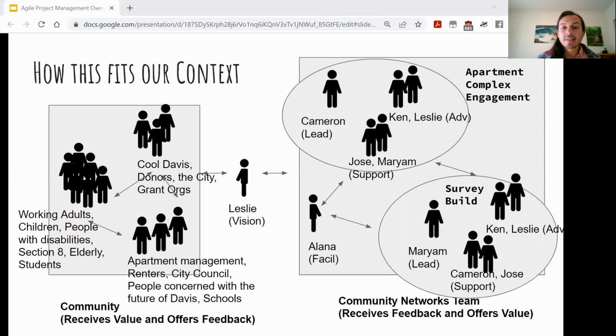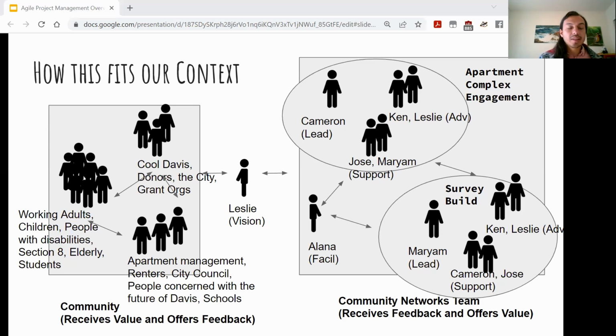Cool Davis funds Leslie's time and can contribute some additional funds to the overall project as well. Ken is funded by his business, Mac Design and Build, which focuses on sustainable buildings and remodels. There are many other possible funders, including the city, donations from residents, and foundations and grant-giving organizations. Finally, any community structure that is concerned with the future of Davis is a stakeholder for this work, including churches, the city council, apartment complexes, businesses, and schools.